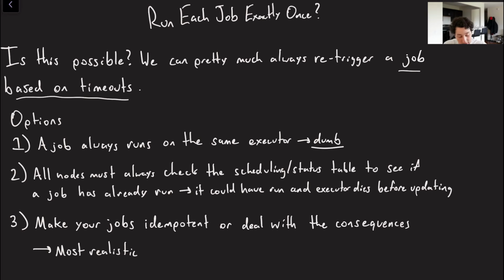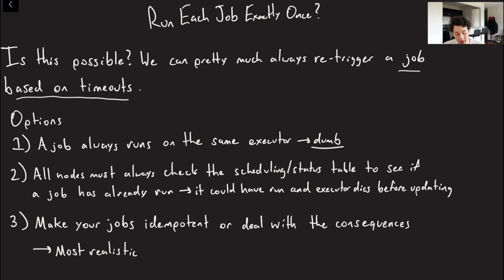Number two is that somehow all of the nodes would have to check our scheduling table when they get a job to see if it's been completed. But note that that is prone to all sorts of race conditions. That's not perfect by any means. Another node could just upload to the status table saying the job is finished, right after a second node starts running it.